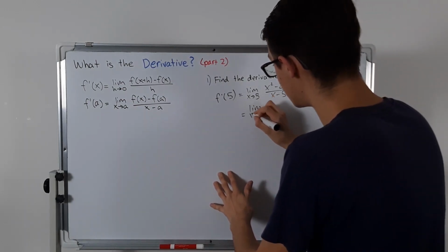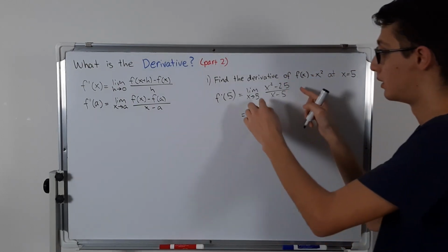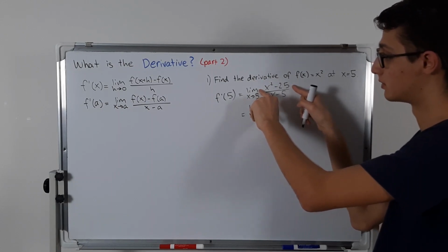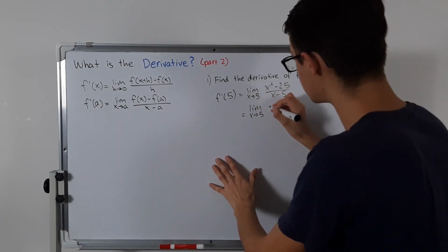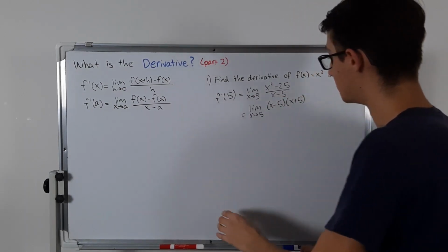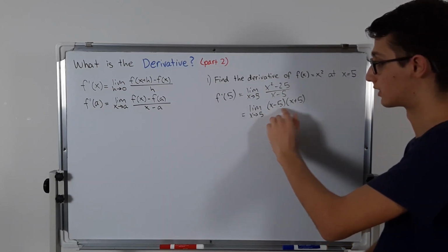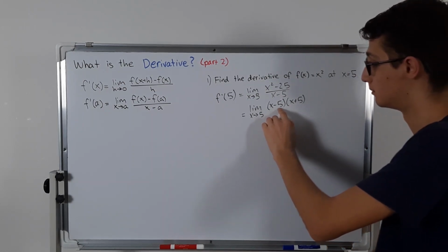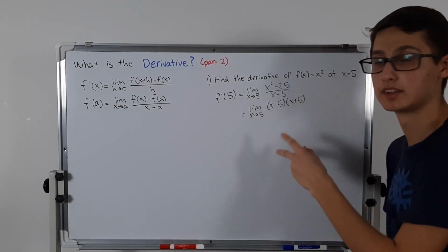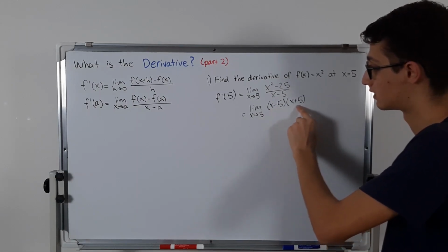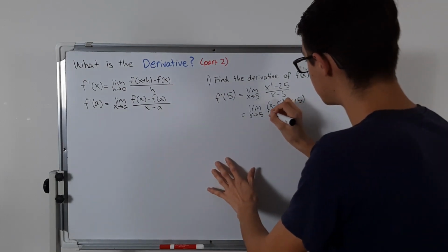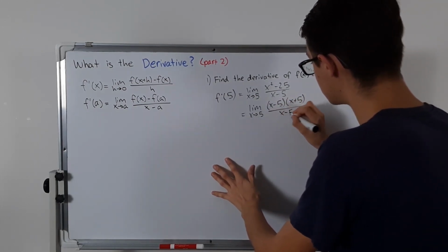So we can think of limit as x approaches 5 of, well, you may notice that this is just going to be x minus 5 times x plus 5. That's because x times x is x squared, minus 5 times 5 is negative 25, and the middle terms cancel out because we have minus 5x and then plus 5x. You can verify that for yourself, but they do cancel out. And then down here we just have x minus 5.